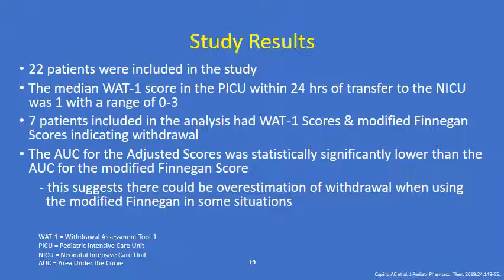But what we did is we created an AUC, essentially comparing those adjusted scores, and an AUC for the modified Finnegan scores, and we found our adjusted scores were statistically significantly lower compared to the modified Finnegan score. This just suggests there could be an overestimation of withdrawal when using the modified Finnegan in some situations. So it's always important to think about different criteria, and if a patient may be scored elevated on a criterion, is it withdrawal or is it something else going on?